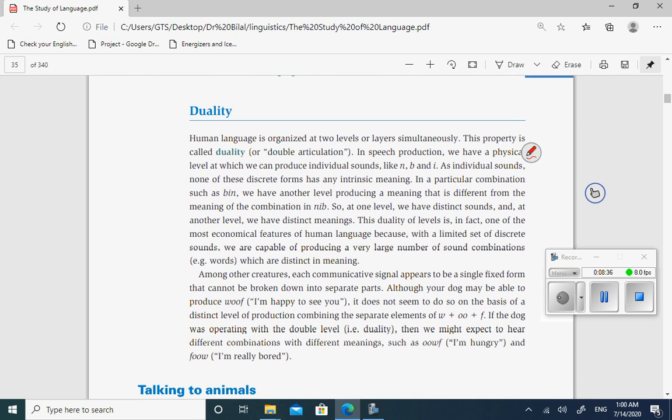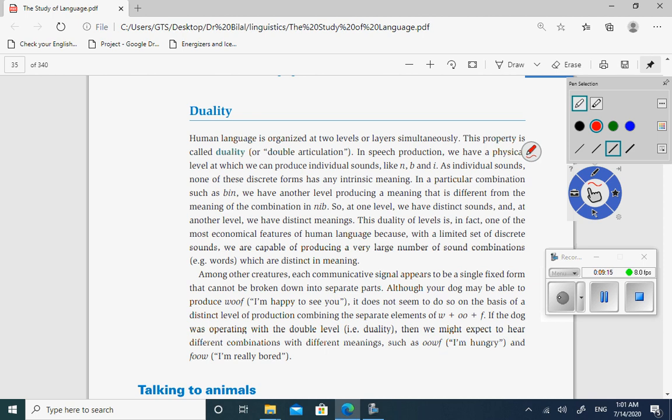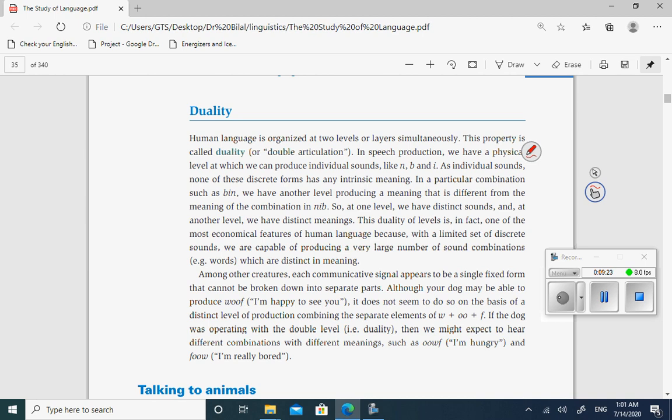Finally, we are talking about duality. Now, when we talk about duality, we are referring to two levels. Those two levels are very important for us as humans, because they are in a way responsible for the production or creation of new words and the production of unlimited words. Now, the first level, let me write that for you, is the sound level. For example, we have sounds like ek, a, n. Sorry, ek, a, ep, for example.